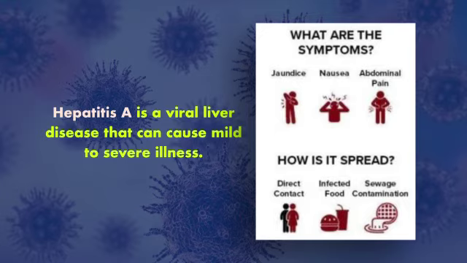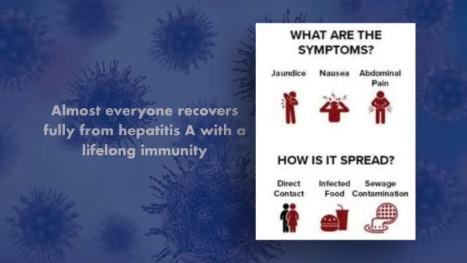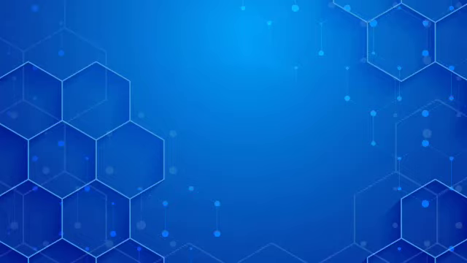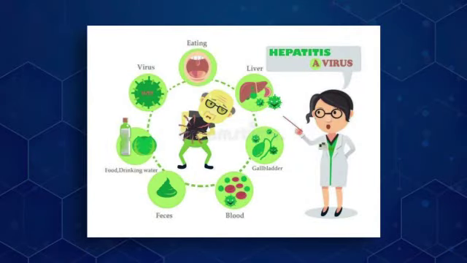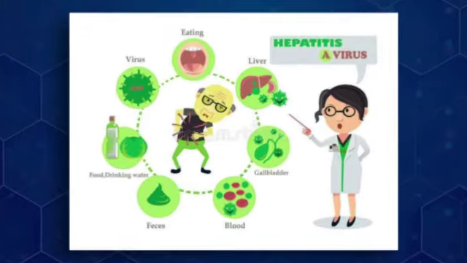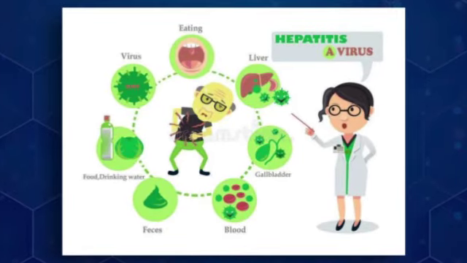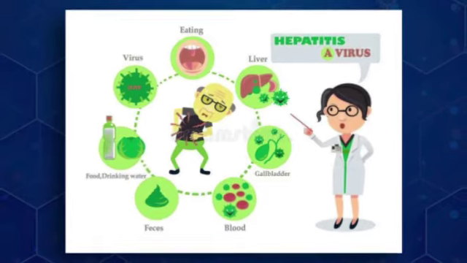Hepatitis A. Earlier we were talking about bacteria, but now this is a virus. Hepatitis A is a viral liver disease that can cause mild to severe illness. Almost everyone recovers fully from hepatitis A with lifelong immunity if we take precautions. And how is it spread? It is spread by direct contact, infected food, and sewage contamination. Here is the cycle of this hepatitis A virus. It comes into the system through feces, and when we consume food or drinking water, it enters our body. This is the virus, and then it creates problems in the liver, gallbladder, and the blood.